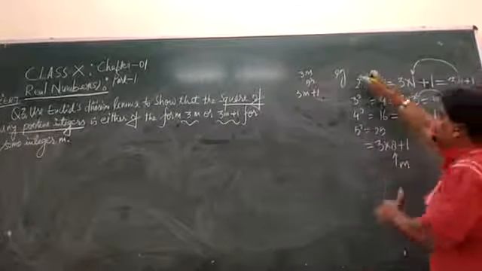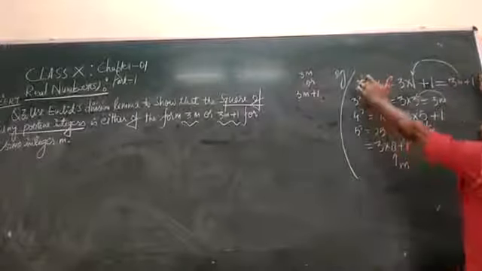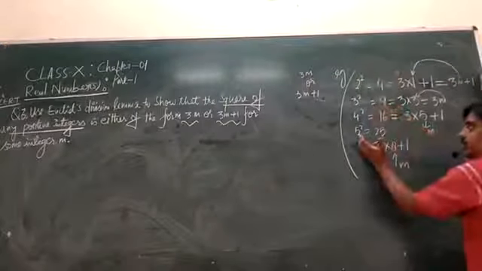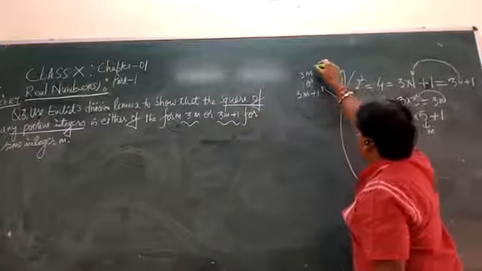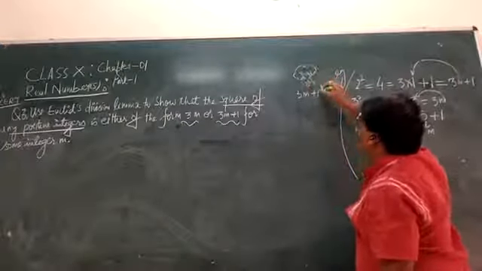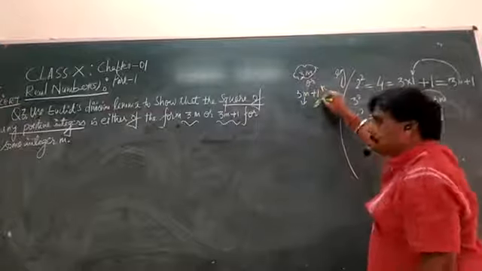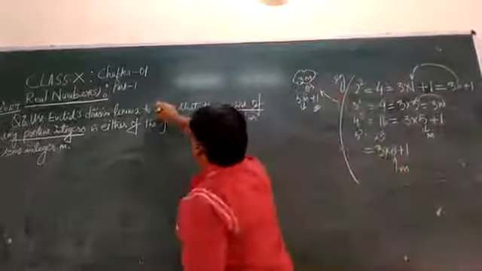So what the person is saying is, if you take the square of any positive integer, that can be expressed either in the form of a multiple of 3 or a multiple of 3 plus 1. That is what we are supposed to show here.